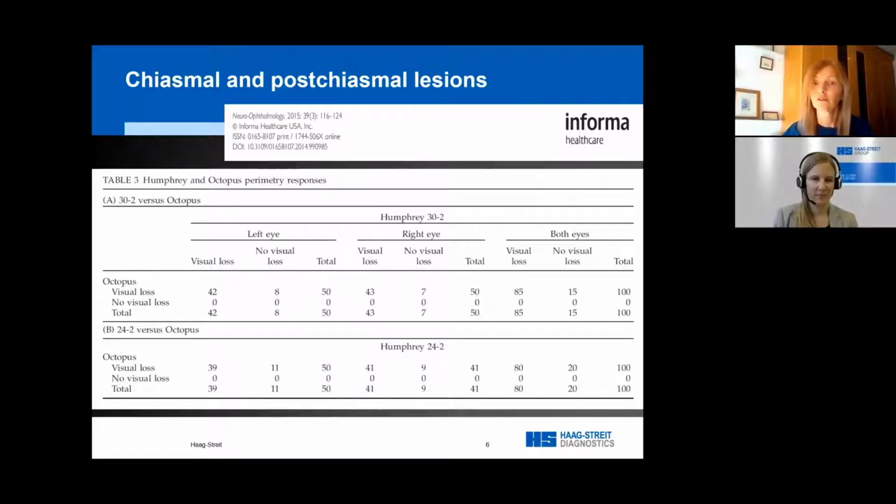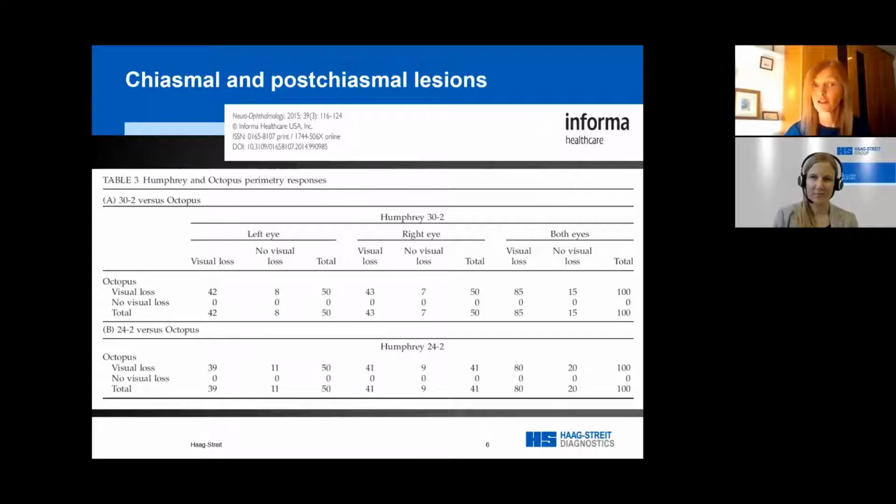Now, overall comparisons showed that static testing with 30-2 missed 15% of defects that were present, and 20% of defects were missed with the 24-2 program. And in all cases, these were defects that were confined to the outer superior field.